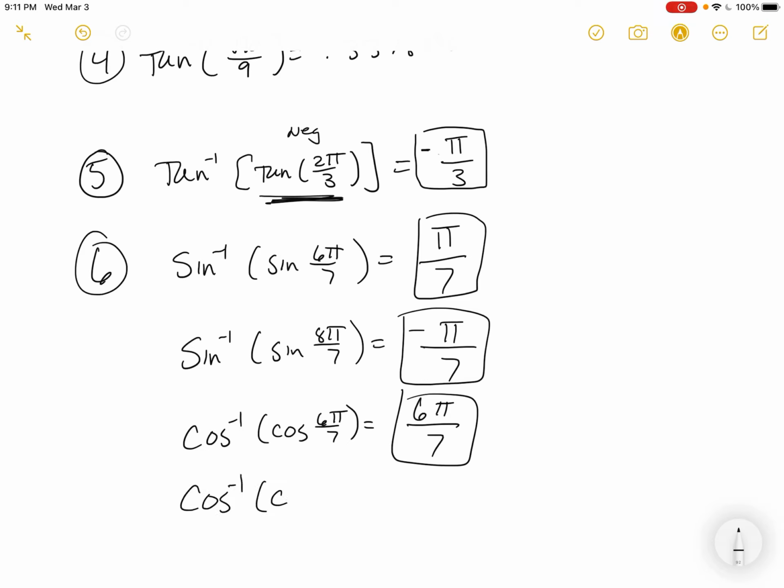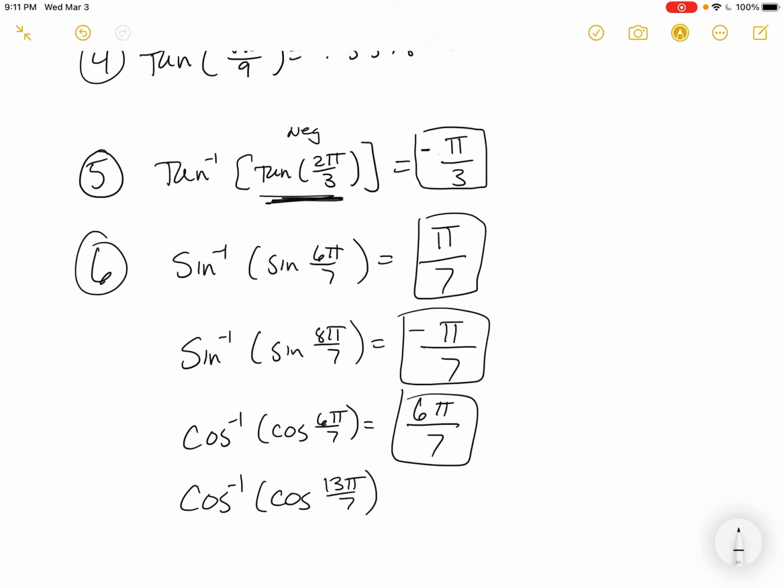Cosine inverse of the cosine of, let's do something like this, 13 pi over 7. Now, where's 13 pi over 7? Well, it's just short of 14 pi over 7, which is 2 pi. Right? They're not picking these arbitrarily, just like in your trig class. So that's a fourth quadrant angle.